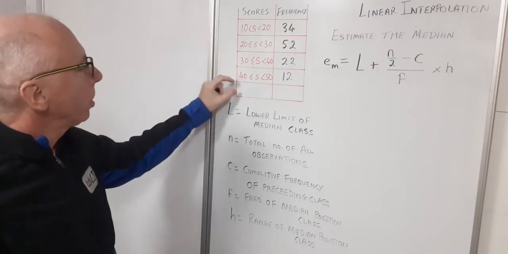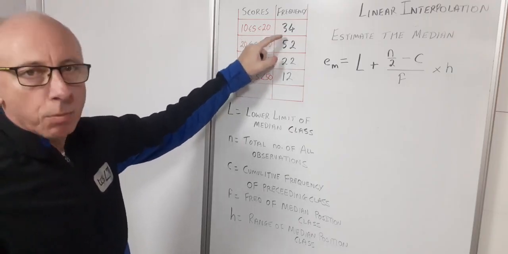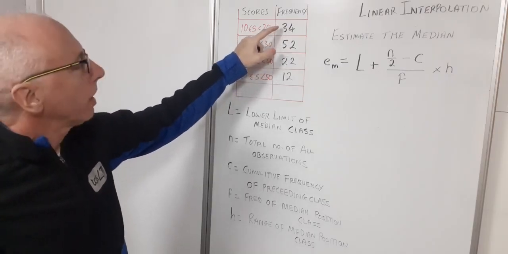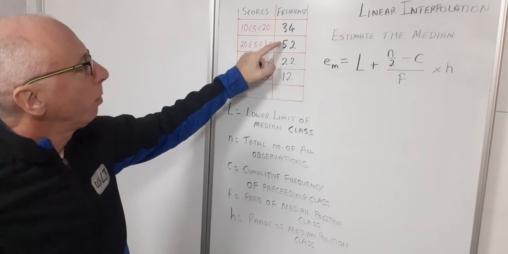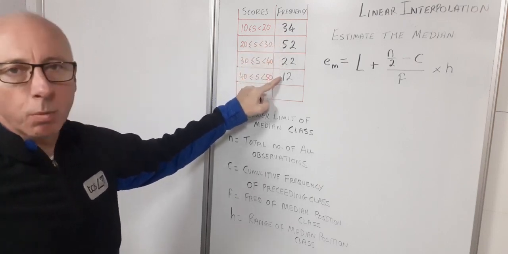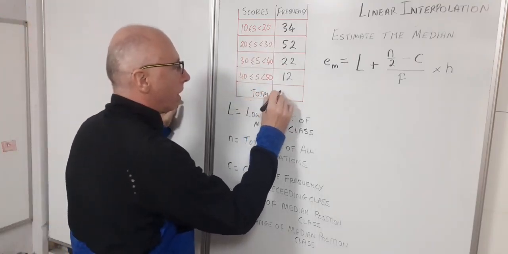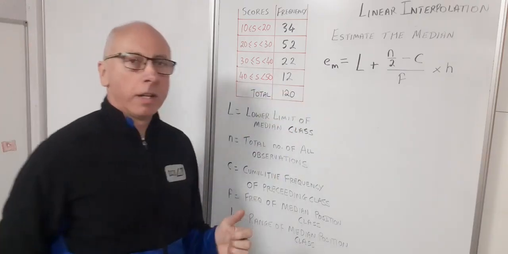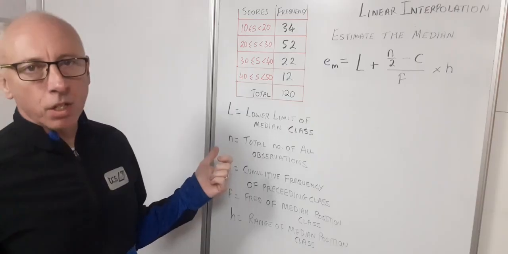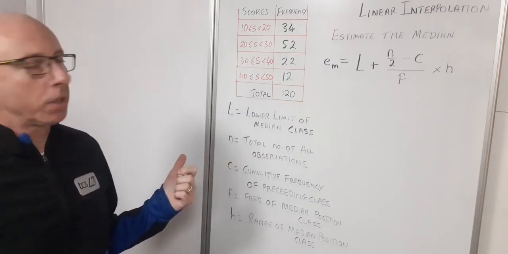So which position is it going to be in? Now, as these are frequencies, as we go along and add them all up, we'll get cumulative frequencies. So first of all, let's find a total. So 34 plus 52 is 86, plus 22 is 108, plus 12 is 120. So our total is 120. Now the median is going to be the middle value. So that's going to give us 120 plus 1 divided by 2. So it's going to be the 60th and a half position.